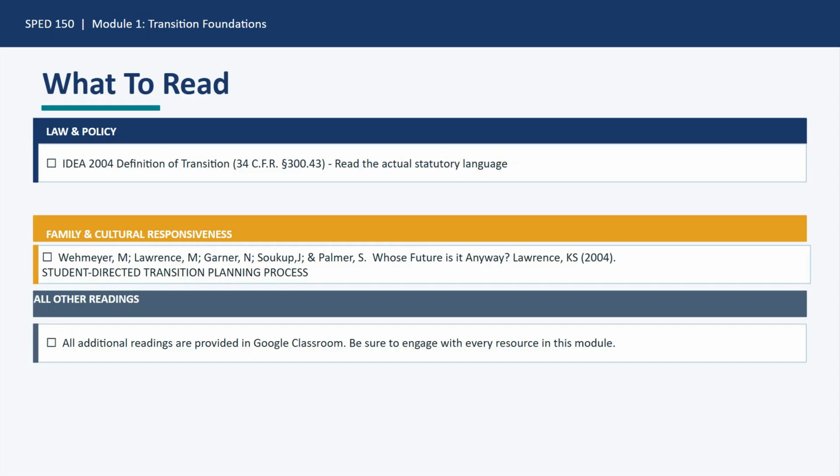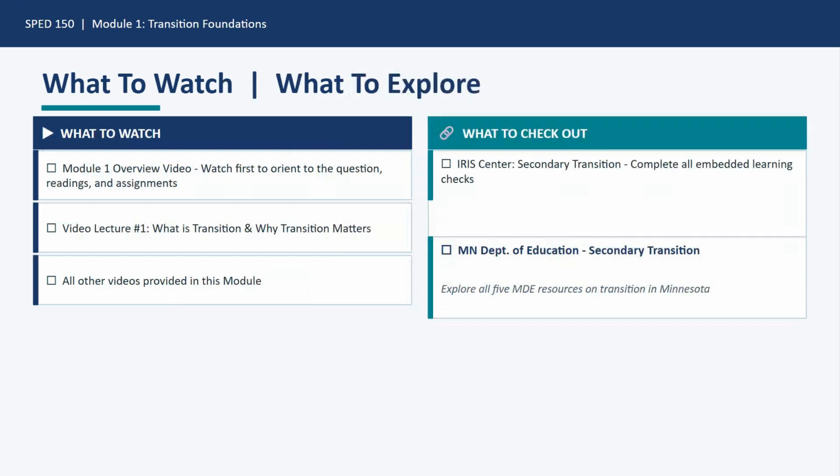On the exploration side, 2 sites are worth bookmarking as permanent professional references. The Minnesota Department of Education secondary transition page has everything Minnesota specific: the Youth and Transition Framework, age-appropriate assessment resources, and MDE training modules. There's also the IRIS Center module for secondary transition. There are 2 options that you can complete with embedded learning checks. This will help enrich your knowledge of person-centered planning. These sites are really not one-time reads. They are resources you can return to throughout your entire career.